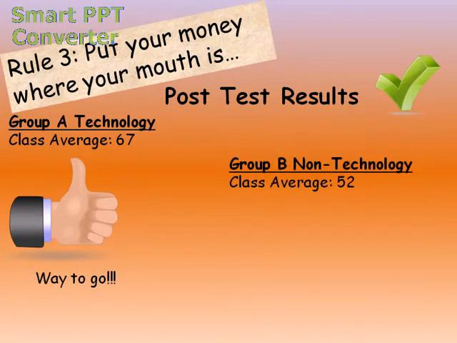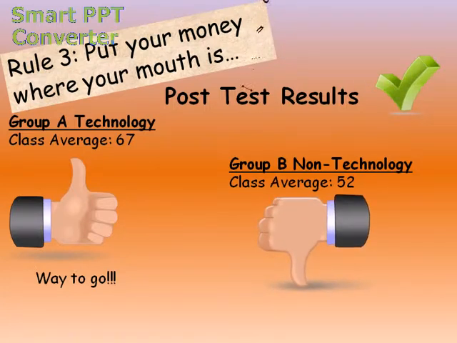Group B, the non-technology group, had a class average of a 52, which is an improvement from the 0 they held before. However, it is not as high as I would have hoped. Group B, you see, was my higher achieving students, and without the use of technology, it seems that they did not enjoy learning their lesson very much.